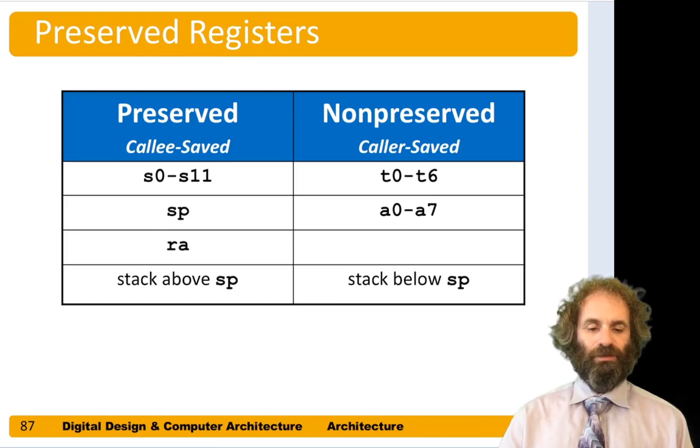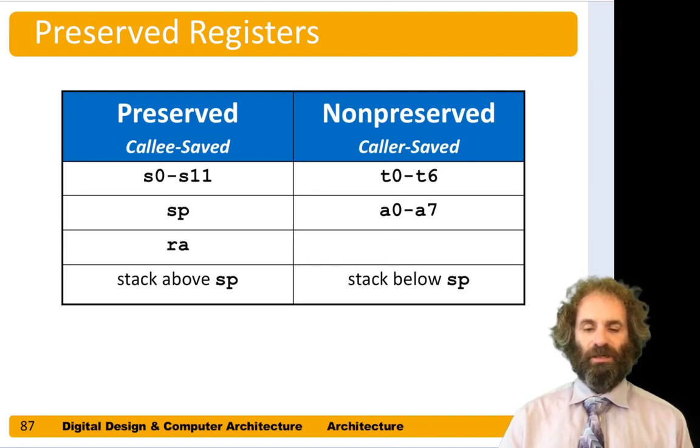So if a function that was called, in other words the callee, wants to use any of those, the S registers, stack pointer, or RA, it needs to save them before it can use them. The temporary registers and argument registers are what we call not preserved. Temporary registers are intended to be temporary, and you can't count on them keeping their value across a function call. So if the caller does want them to keep the value, it should save those itself.